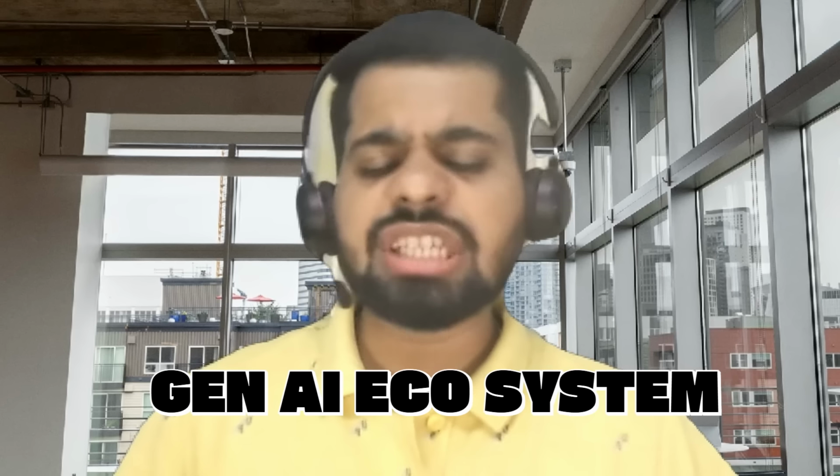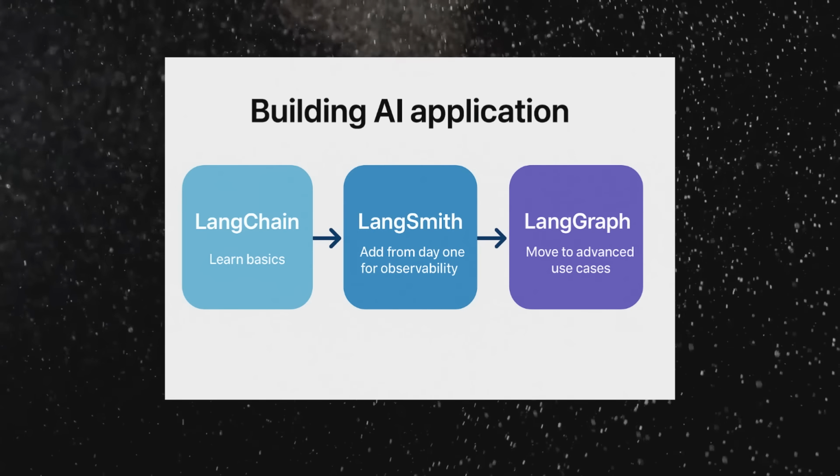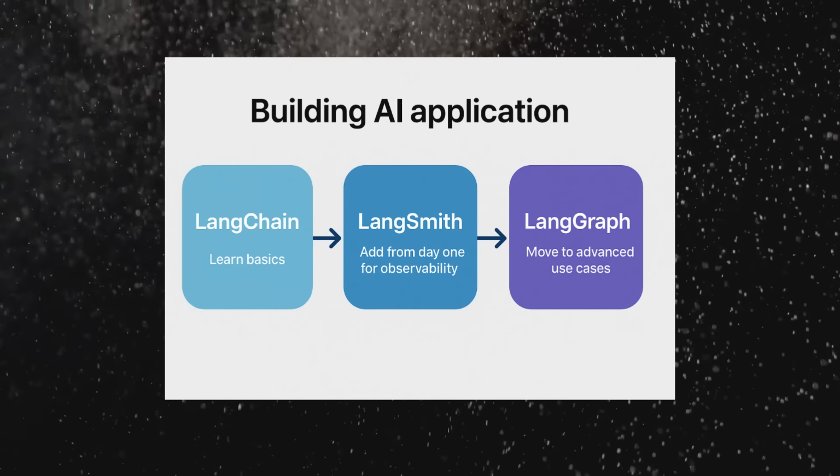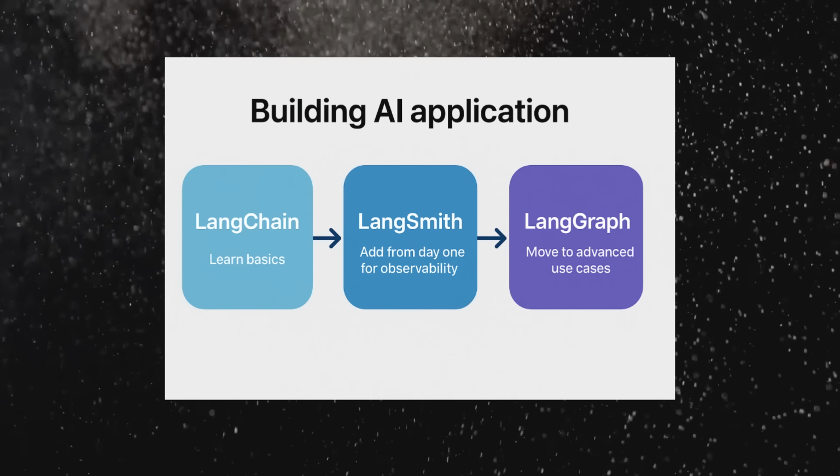Now, can you use them together? Absolutely yes. You can combine these three to form a GenAI ecosystem. Many successful AI applications use all three. They use LangChain and LangGraph to build core logic, and then they use LangSmith for monitoring and optimization, and continuously improve their cycle based on real world data. My recommendation will be to start with LangChain to learn the basics, add LangSmith from day one for observability, and gradually move to LangGraph when your use cases demand it.